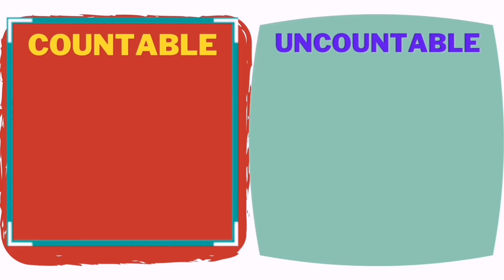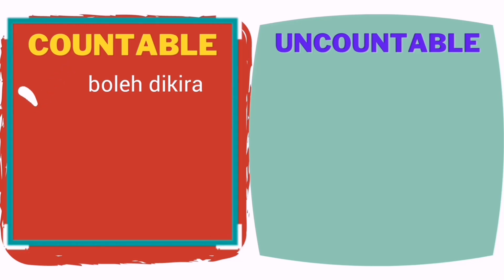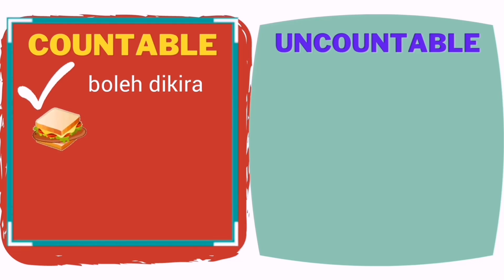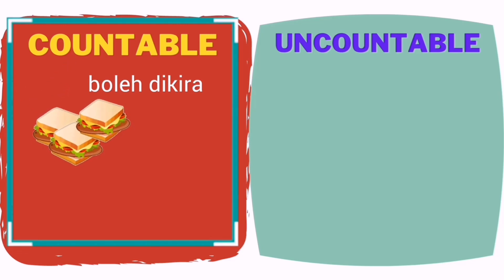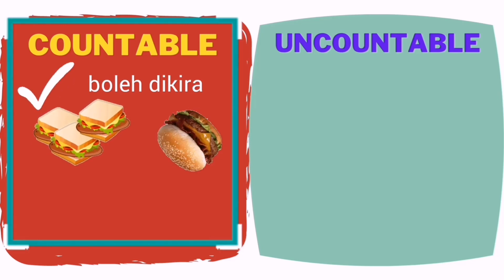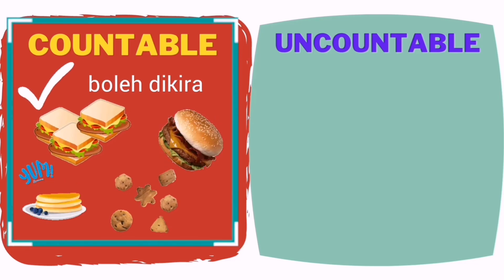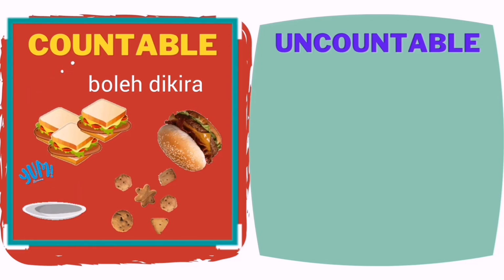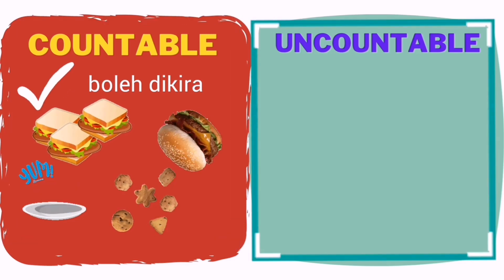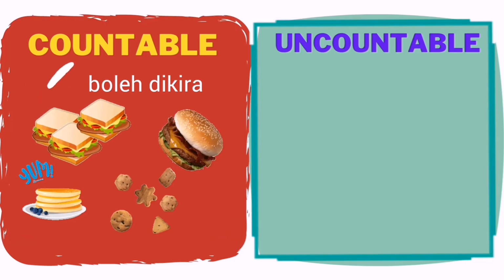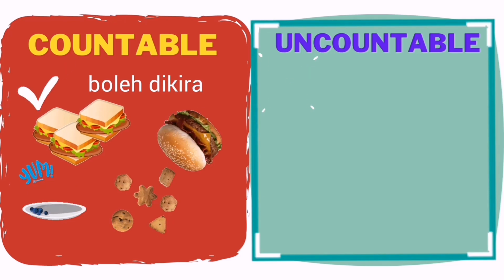Countable noun refers to the item that you can count. Bermaksud boleh dikira. For example, sandwich. You can count sandwich. 1 sandwich, 2 sandwiches, 3 sandwiches, and then burgers, pancakes, cookies, all of them can be counted. Semuanya boleh dikira.